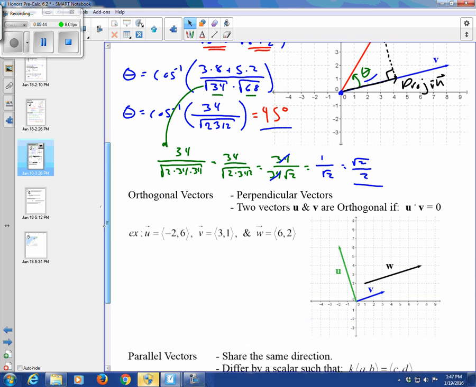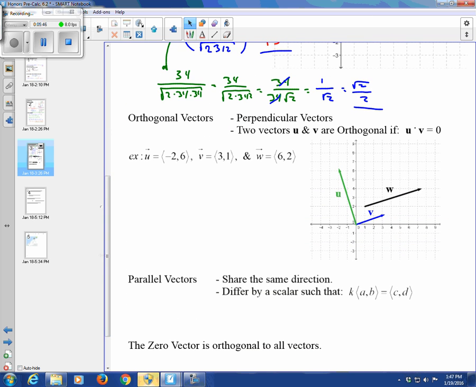Okay, so right here we want to talk about some different types of vectors related by right angles, and basically angles of 0 or 180 degrees. So right here, orthogonal vectors are two vectors that are perpendicular. And with orthogonal vectors, what we can say is that when we take the dot product of two orthogonal vectors, we're always going to get 0.